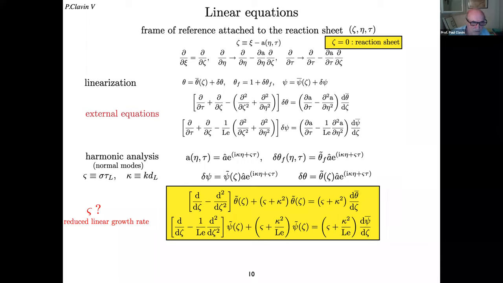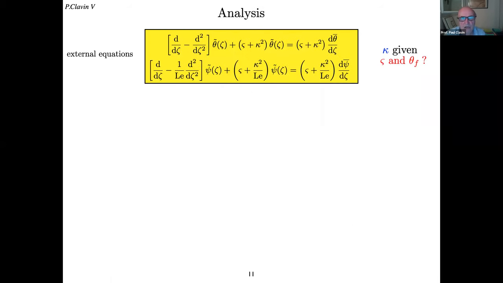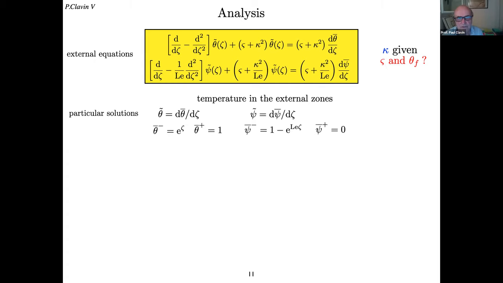So let's solve this equation using the boundary conditions that I have just described before. We obtain here the boundary condition and the jump condition, the jump condition that you have to apply and the boundary condition on both sides. Once again, the wave number is given, and we have to find the linear growth rate and the flame temperature theta flame.